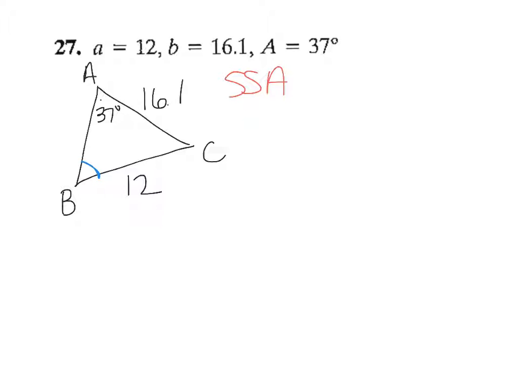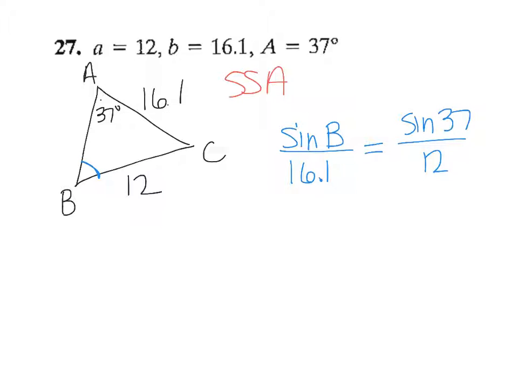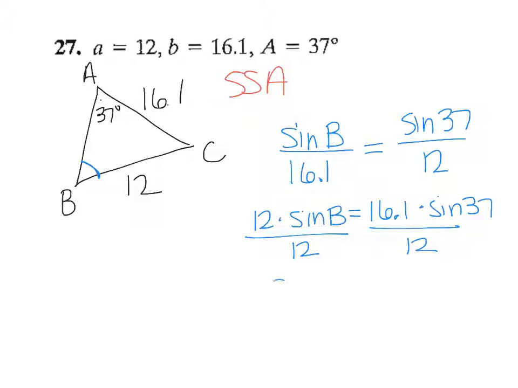So to find that, it's going to be the sine of B over 16.1 is equal to the sine of the angle they gave me, 37 over 12. Cross multiply, 12 times the sine of B is equal to 16.1 times the sine of 37. We can divide the 12 to the other side, and then I'm going to type that all in my calculator.